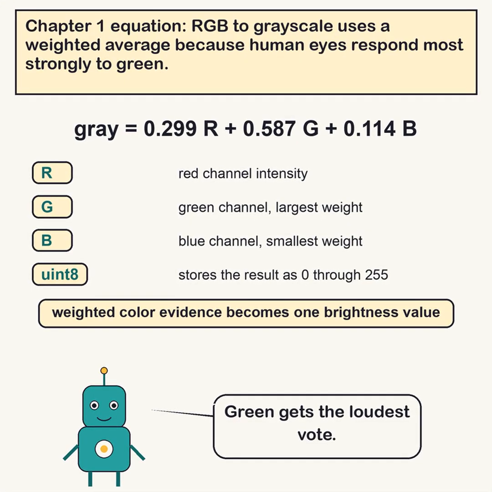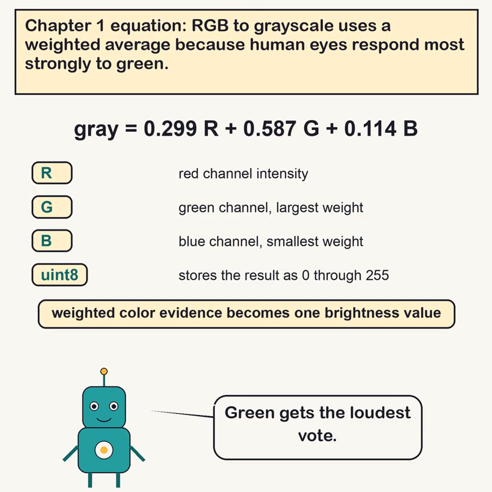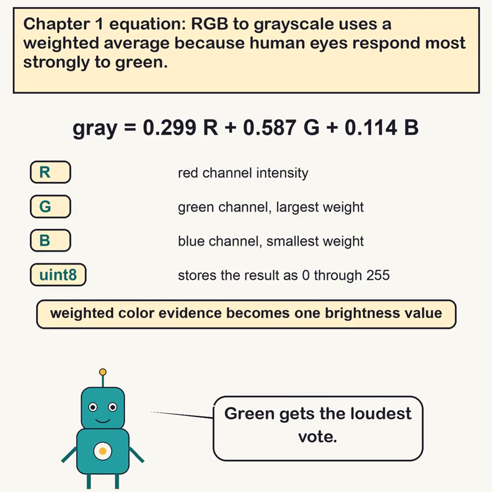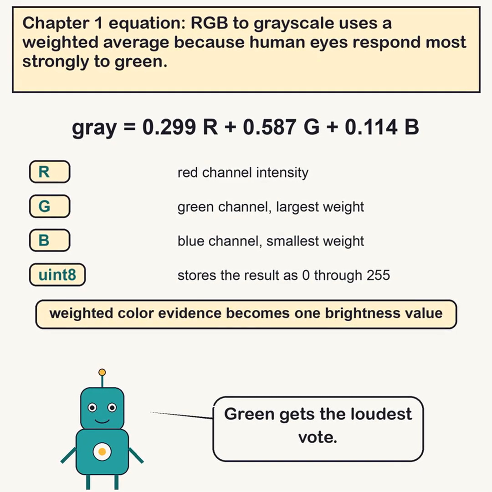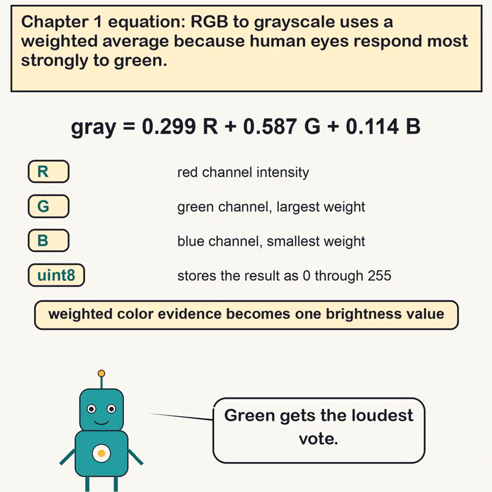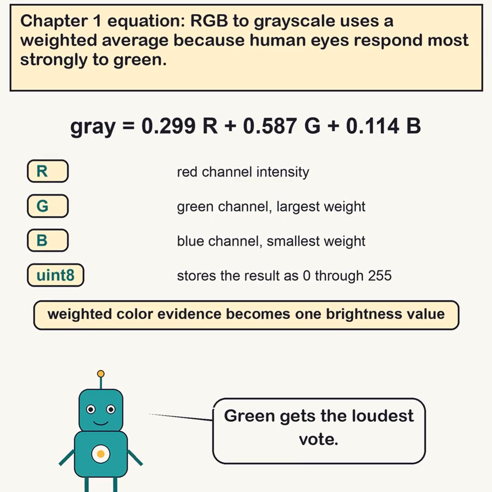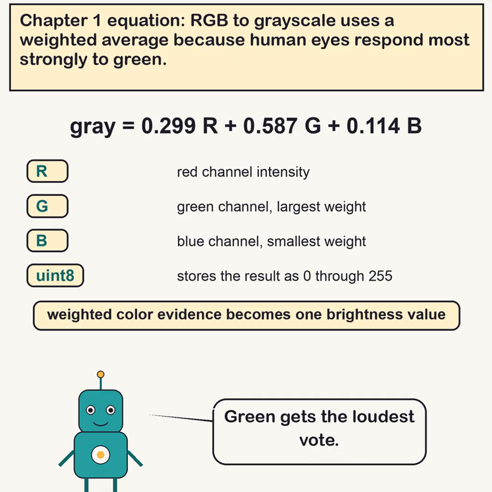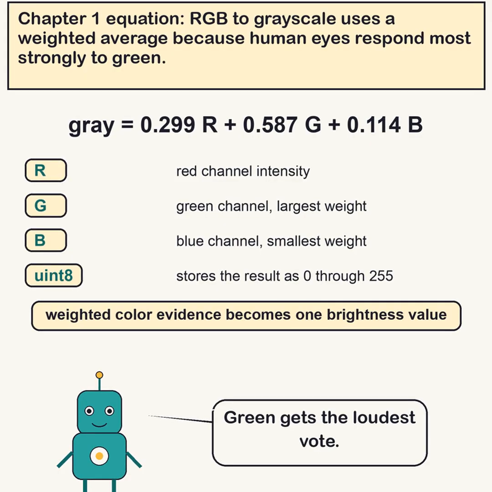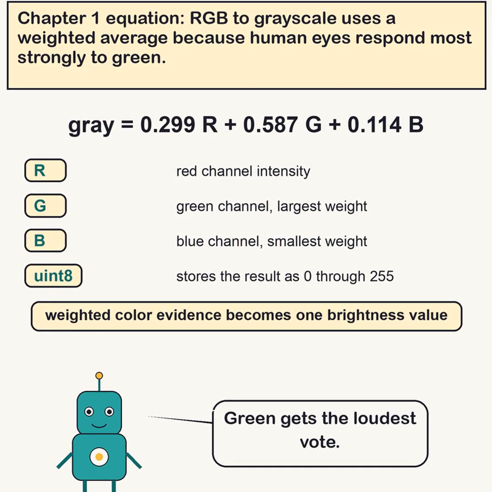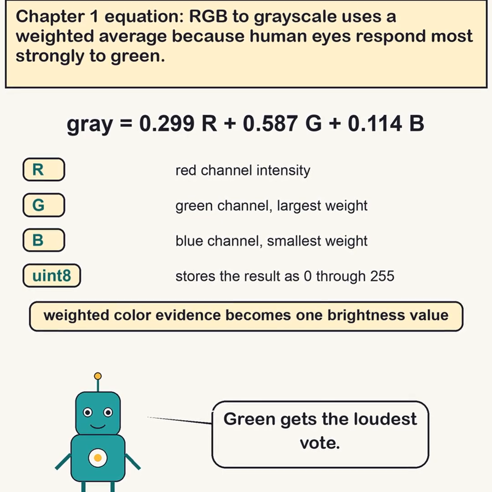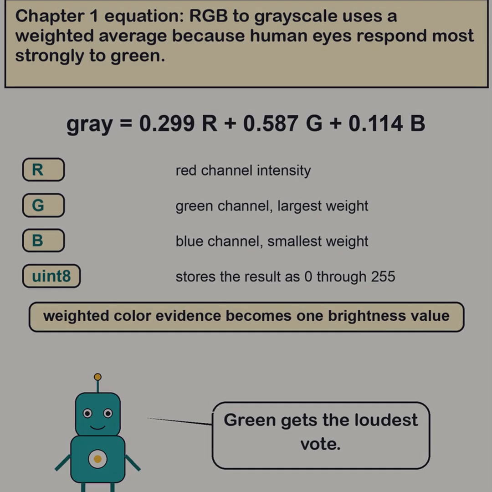The grayscale equation came from psychophysics and television standards. Engineers needed one brightness channel that looked right to humans. It is not an equal average because equal weights would overvalue blue and undervalue green. The equation is a treaty between physics and biology. Keep the brightness people actually perceive, then throw away color when the task only needs shape or texture. Real-world analogy. Grayscale conversion is like a sound mixer giving the green channel the loudest fader because human eyes hear that channel most. Green gets the loudest vote.